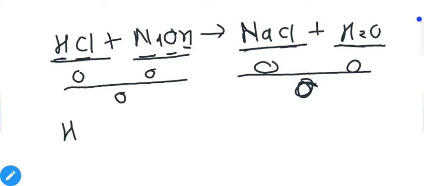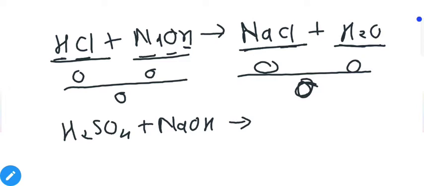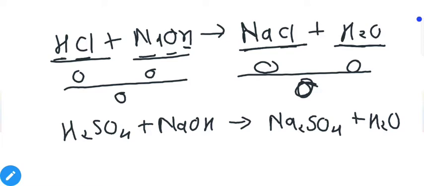Now let's check another reaction, H2SO4 with NaOH. It is the same type of acid-base titration, but it will produce a different salt, Na2SO4, along with water. Now let's check the total number of elements. In this case we have 2 plus 1, 3 hydrogens. On the product side we have 2. 1 sulfur, 1 sulfur, 4 plus 1, total 5 oxygens, 4 plus 1, 5 oxygens, 1 sodium, here we have 2 sodiums.